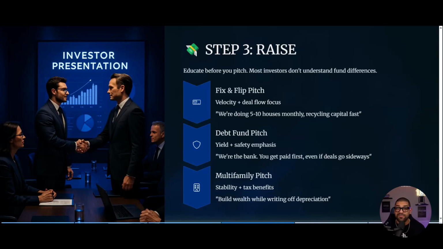You get paid before anyone else. Consistent monthly checks backed by collateral. You're selling safety here. Multifamily, we buy big, stable assets. You get long-term wealth, growth, passive income, and tax benefits. You're selling security and upsides. But here's the kicker. You don't need 100 investors. You need 3 to 5 who actually believe in you and write meaningful checks. And stop trying to convince people or educate them. If someone doesn't get it, you move on, and that's okay.